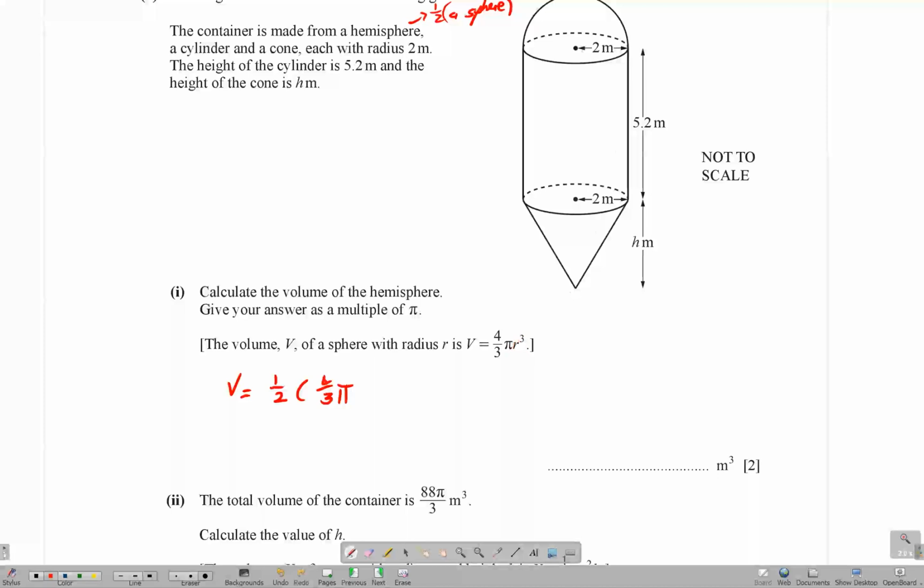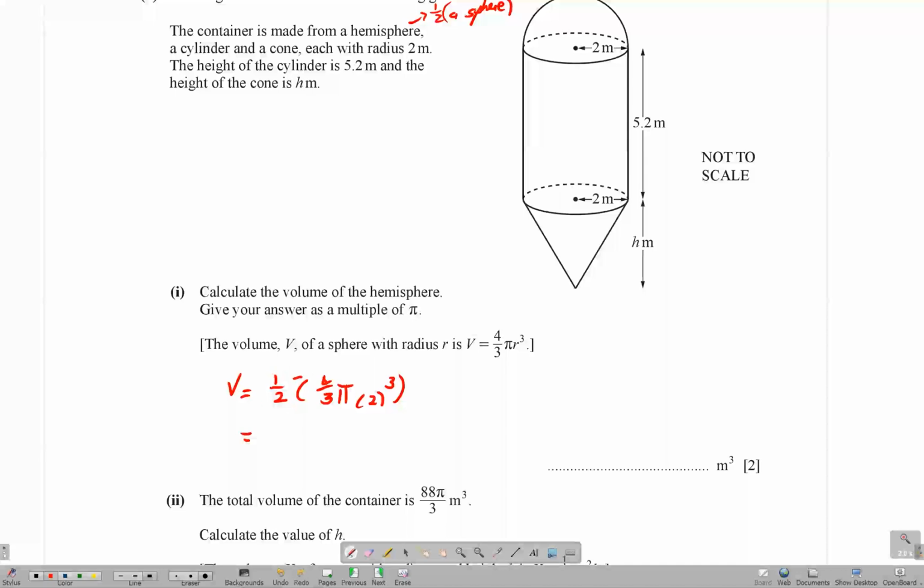Now this radius is just going to be 2 meters, so we can say that this is 2 cubed, and we can simplify. We need to give our answers as a multiple of pi. So be careful with your questions. They sometimes ask you to give it in terms of another accuracy. Now we have to give it as a multiple of pi, so we're just going to simplify.